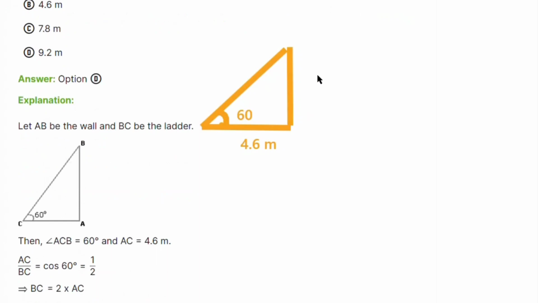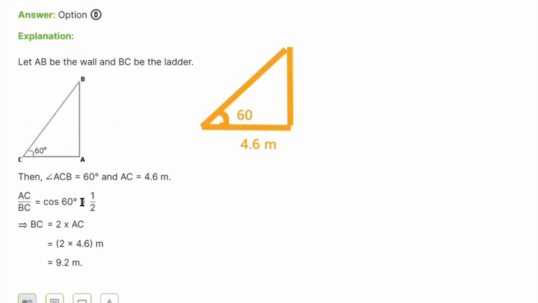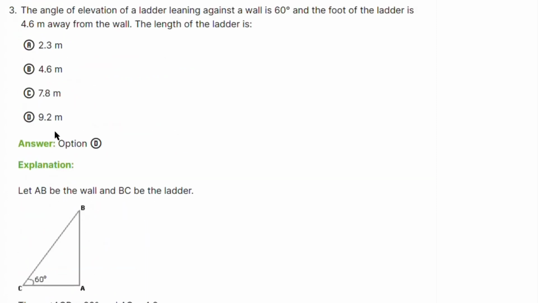So here the line AB, and AC distance is 4.6 meters, and it makes a 60 degrees angle. So by taking cos 60, the cos 60 value is 1 by 2, and it is AC by BC. So we'll get BC equal to 2 into AC, and the AC value is 4.6 meters. So we'll get 9.2 meters. So the option is D.